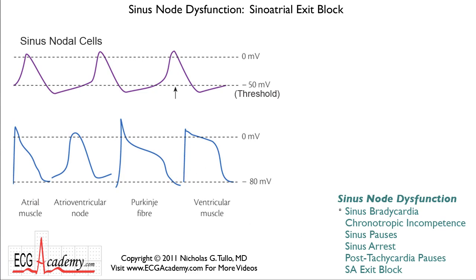We've gone through the list here of different electrocardiographic manifestations of sinus node dysfunction, and we've covered pretty much everything except this last one called SA exit block, or sinoatrial exit block, or sinus nodal exit block. Let me explain to you what that is.